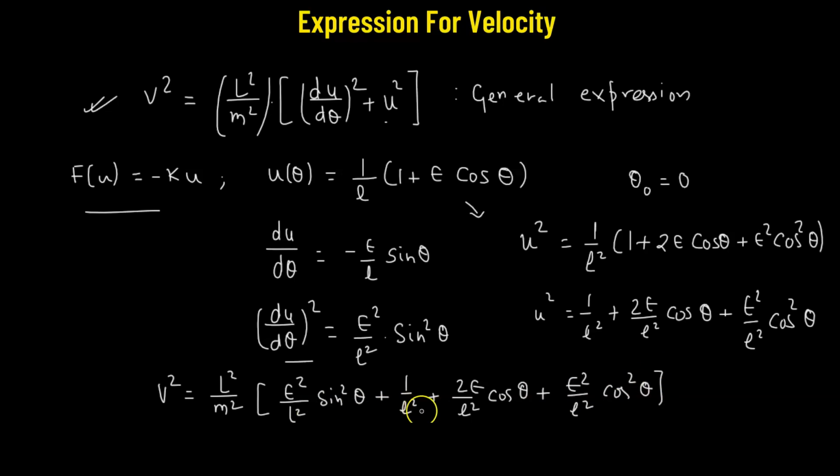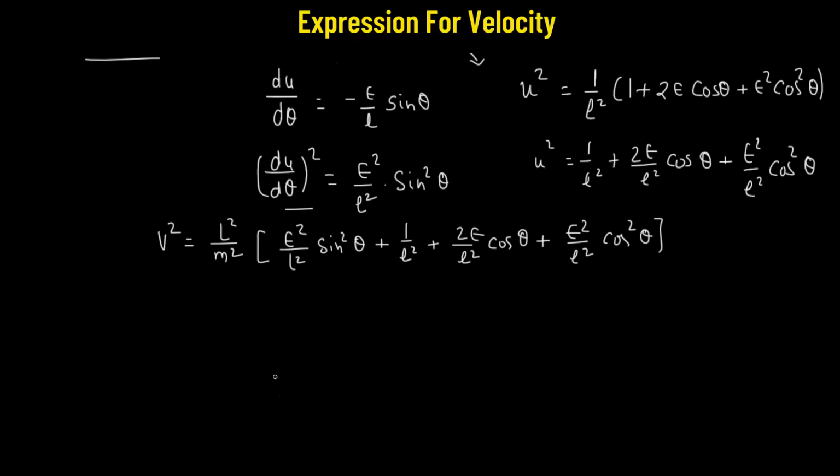And we can immediately say that 1/L² is a common factor in all the 4 terms, so we can pull that out. So we have the momentum squared divided by m² times L². Here we have ε² sin²θ, the first term, and if we look at the 4th term, we have ε² cos²θ. If we take ε² as the common factor, that will be multiplied to sin²θ plus cos²θ, which is the identity with a value of 1. So plus we have 1/L², since we have already taken 1/L² as the common factor, so we have 1. And for the 3rd term we have 2ε cosθ.